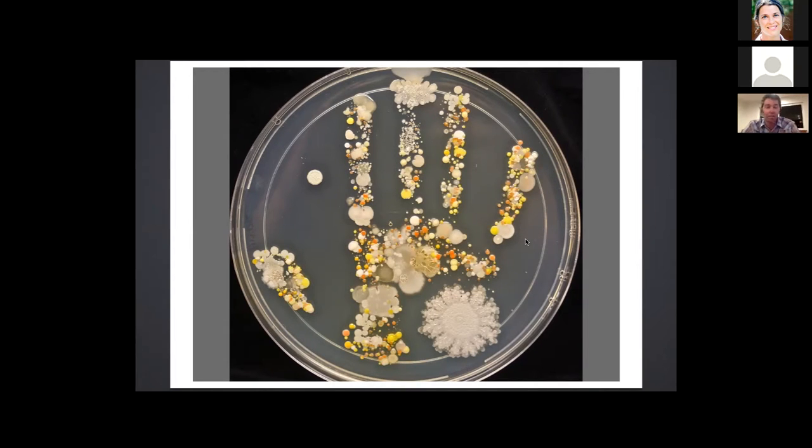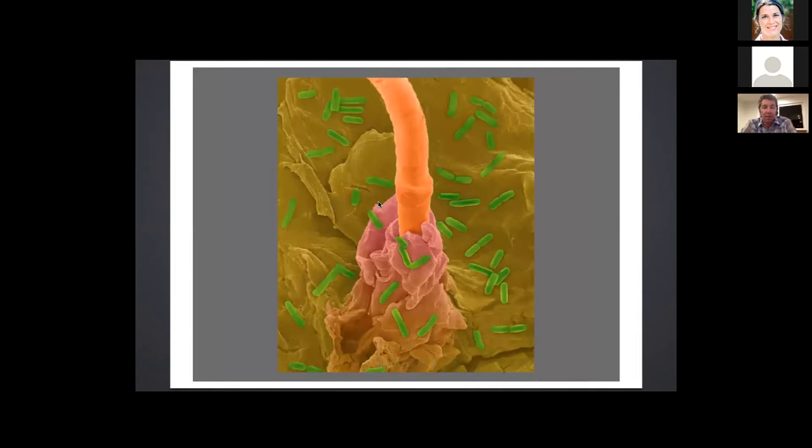So this is just showing some that were growing. In each of these individual colonies here, we're talking about thousands or millions of bacterial cells. Again, this highlights the amount of bacteria that live on your hand and the diversity of organisms that live on your hand. But let's zoom in here. Let's look at some bacteria on your skin surface. This is a hair follicle on your skin. All these green things are little bacteria.